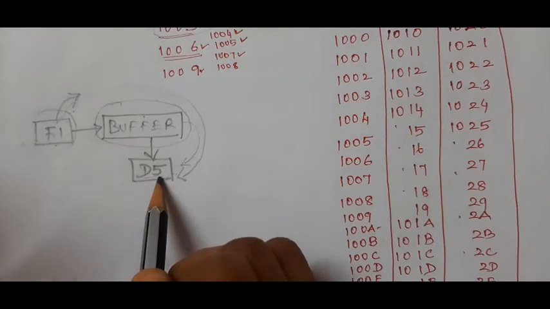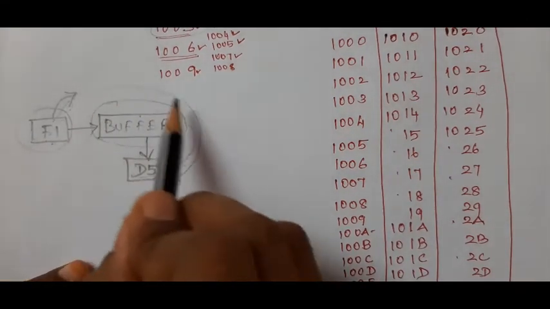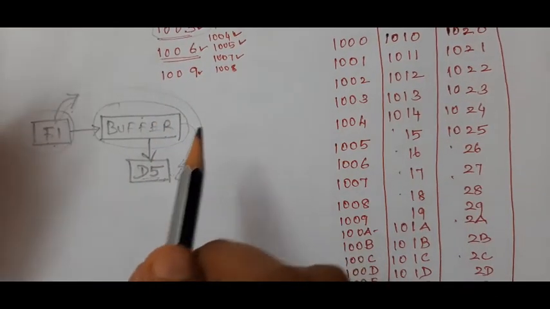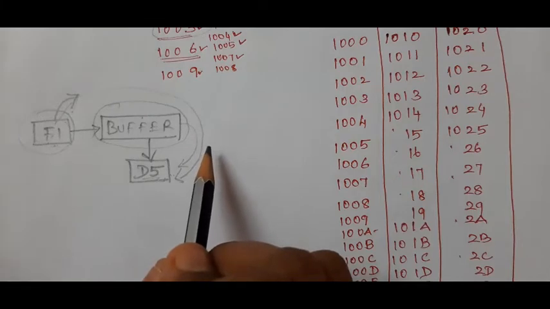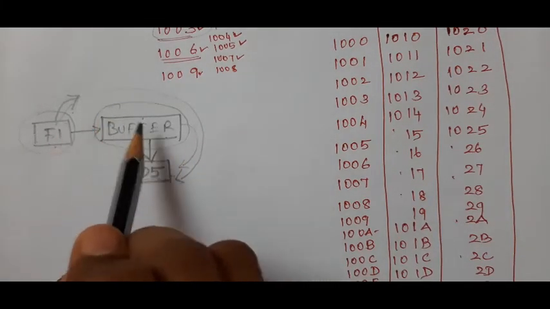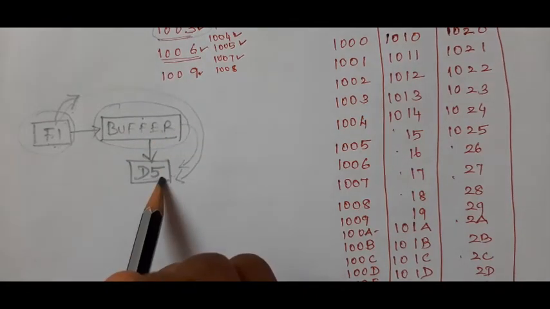So read is one subroutine, write is one subroutine. In between, you need a buffer to store the data. This is the concept of the program. You are reading a record or data from the F1 device and storing it into a buffer. From the buffer, you are writing it to D5. This is the purpose of the program.